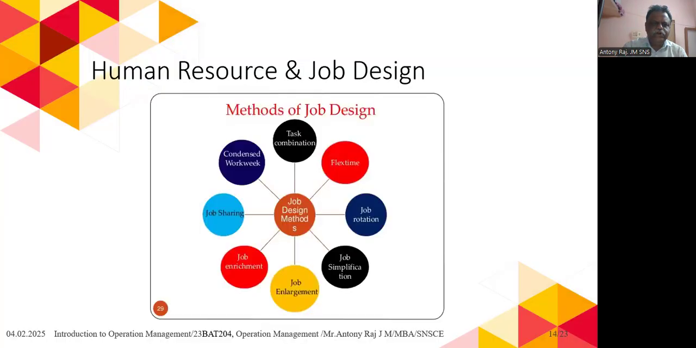And human resources and job design is one more area. Methods of job design: task combination, flexi time, job rotation, job simplification, job enlargement, job enrichment, job sharing, and condensed work week. So these are the methods of job design.